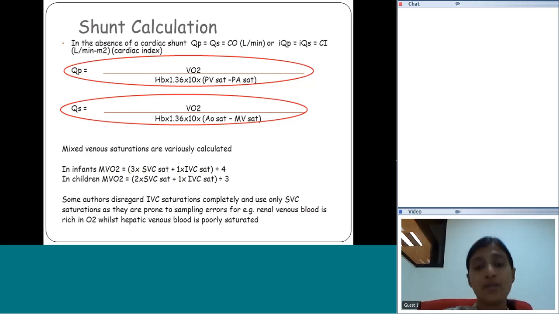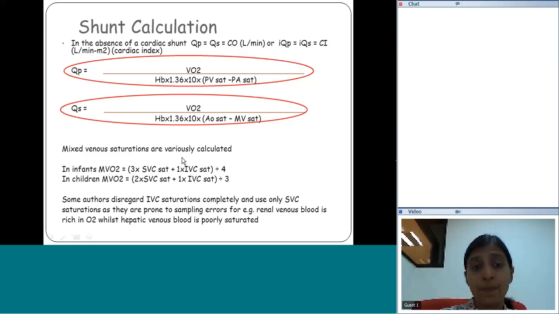Similarly, for QS, you follow the formula that is outlined below. Now, mixed venous saturation. What do we mean by mixed venous saturation? For the QS calculation, you need to use MV sat, or mixed venous sat. Mixed venous saturation can be calculated in a variety of ways.